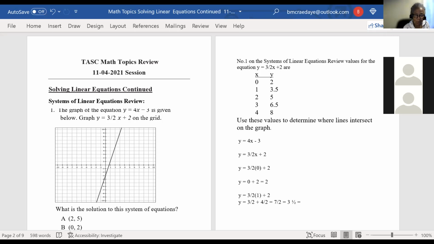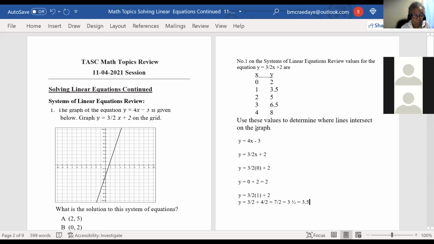How do you do this? 1/2 is what part? What as a decimal? 0.5. Right. So that's 3.5. That's how I got the Y, 3.5. You follow? Substitute the X, solve for the Y.